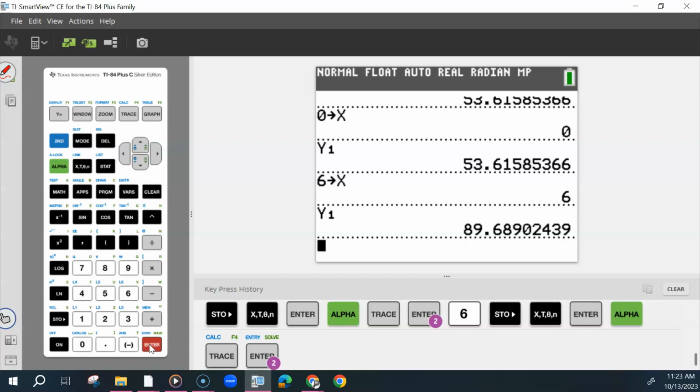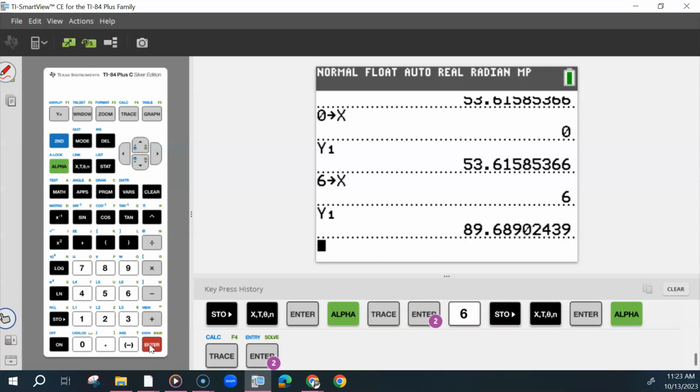Trace, yes. Enter 3 times. And then you're going to do this part. Put in 6. And then STO, X, enter. And then, like we just did up there, hit alpha trace again. Enter. Anyone else not get that answer?